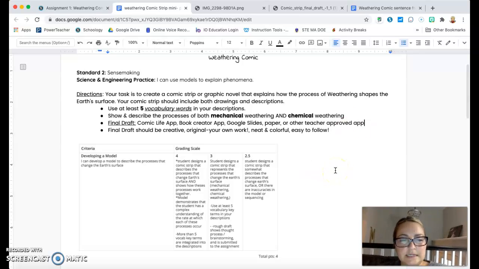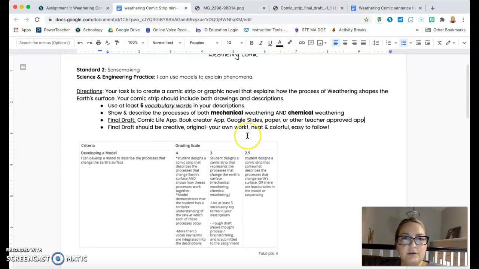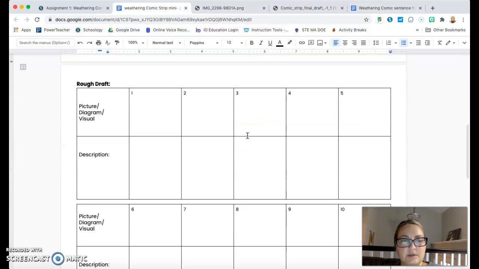Just make sure that it's neat and organized and we can clearly tell when you're going from one part of the comic to the next. In the template that I give you, so this is something you can put into Notability, I have them numbered so we know the order that you're going in.